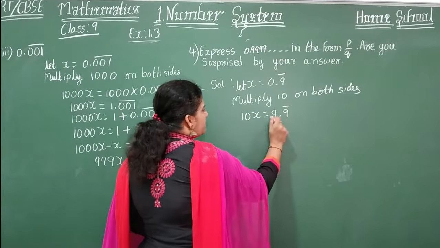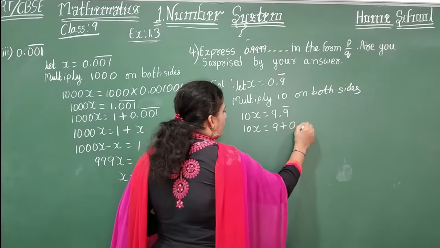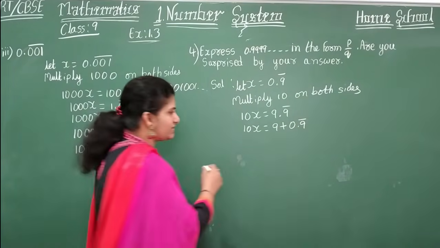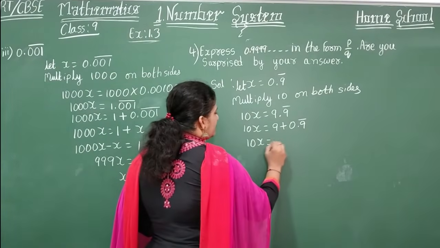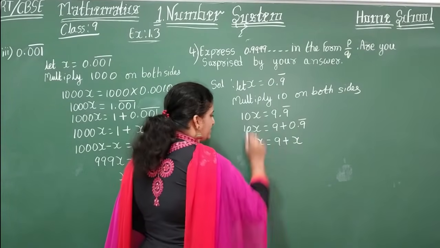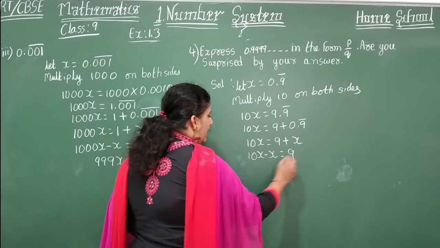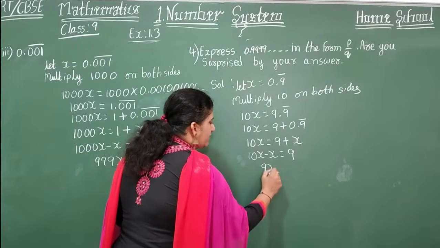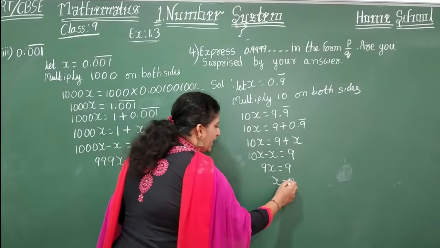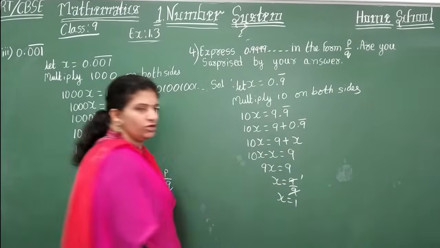So now again split this one, children. 10x is equal to 9 plus 0.9 bar. 0.9 bar is what? Again x. So now 10x is equal to 9 plus x. Substitute in place of this x. Bring this x this side. 10x minus x is equal to 9. 10x minus x will be 9x. 9x is equal to 9. This multiple divide. 9 by 9 it will be 1. That makes x is equal to 1.